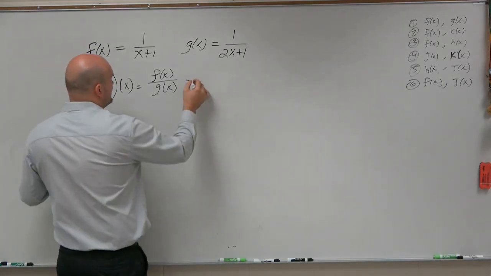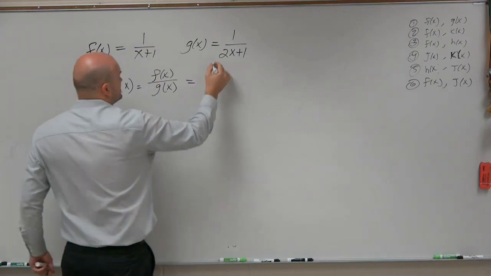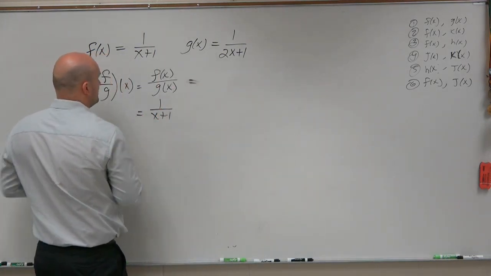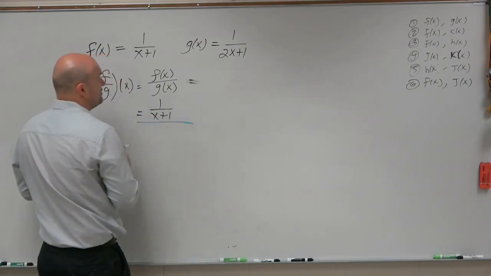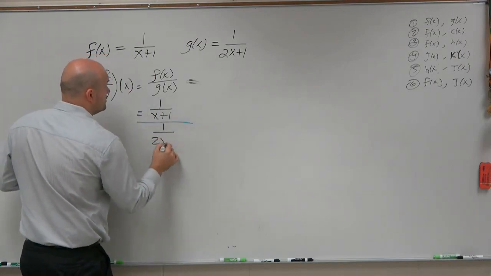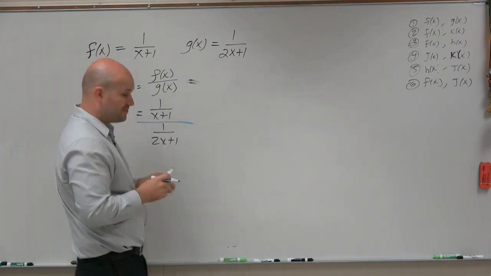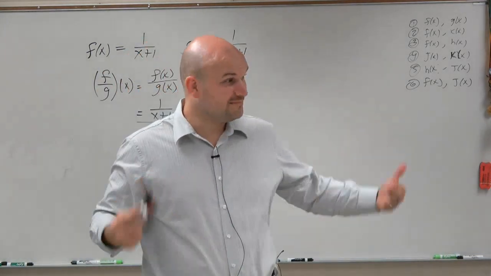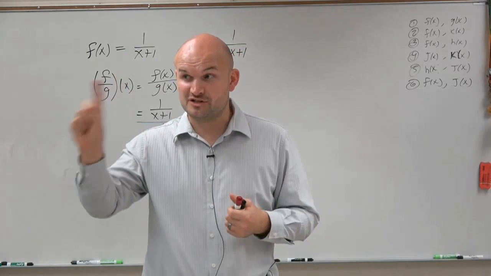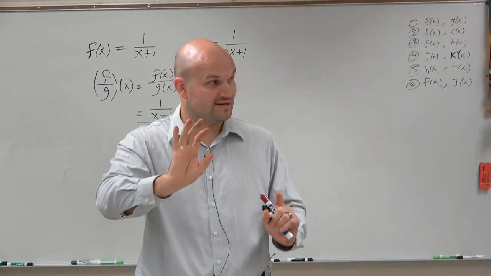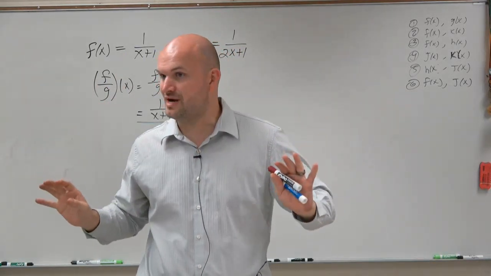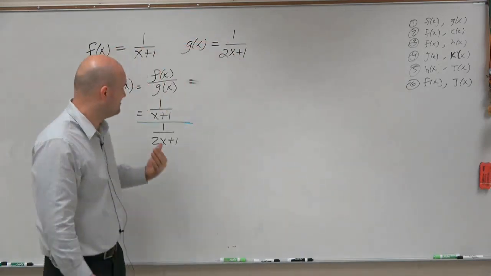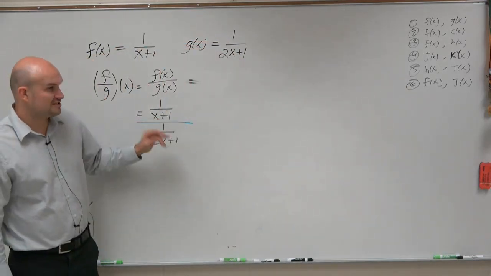So if I'm going to take my f of x, which is, let's actually do this down here, 1 over x plus 1, divided by g of x, which is 1 over 2x plus 1. So we have a fraction in the numerator and a fraction in the denominator. Ladies and gentlemen, if we want to simplify this, we want to get it down to just one fraction. One numerator, one denominator. That's at least easy enough, correct? So we want to get rid of one of the fractions. And typically, it's easiest to get rid of the fraction that's in our denominator.